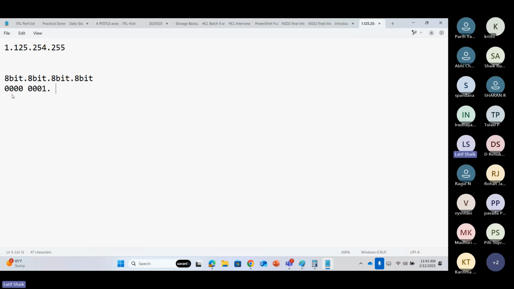So 125 in binary. It does not start with 0; start with 64, then subtract, then 32, 16, 8, 4, 2, 1. I think this is the binary conversion.